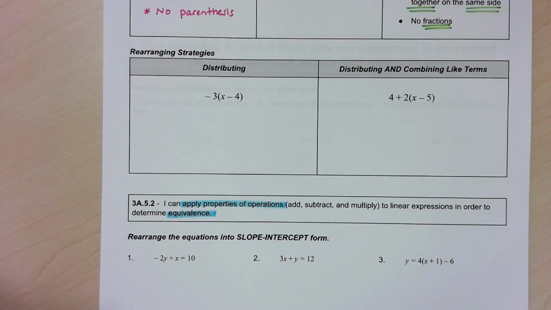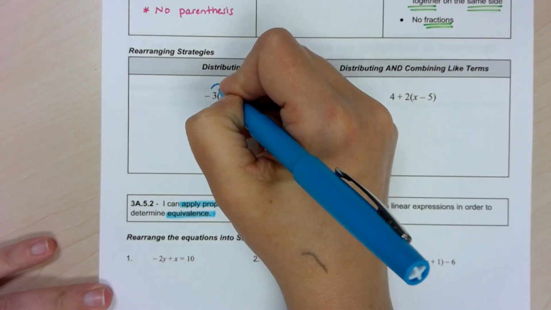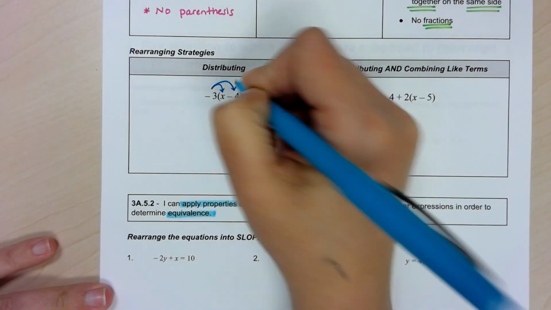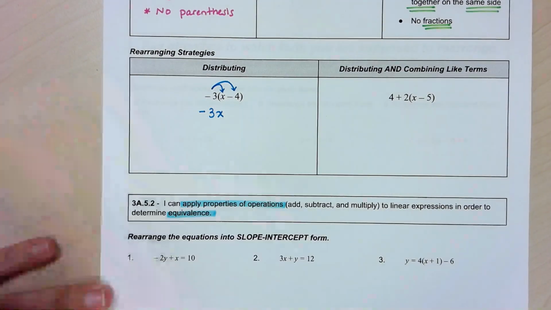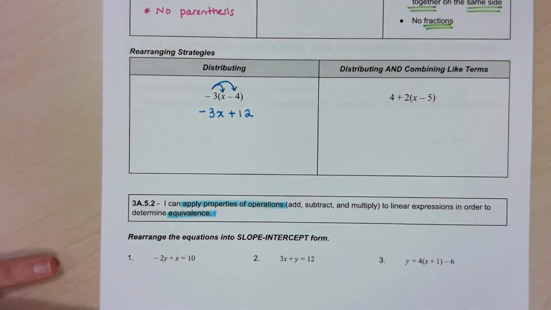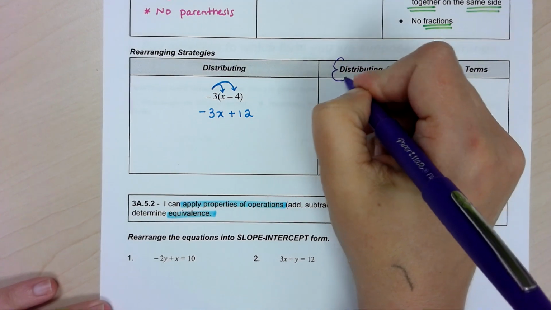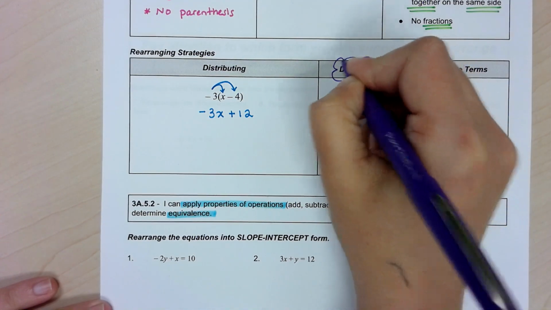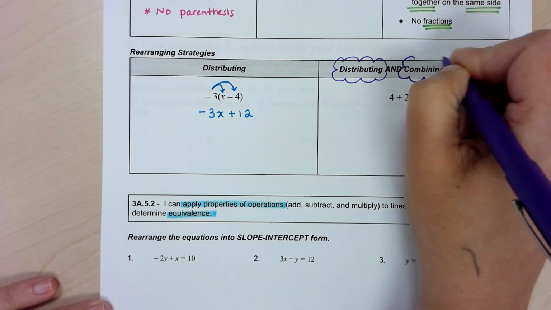The first strategy is the idea of distributing. Distribute means multiply. So in order to get rid of this parentheses, I would distribute the -3, which means I get -3x plus 12. We can also use a combination of strategies by distributing and combining like terms. So this problem's going to have two steps: distribute and combine like terms.